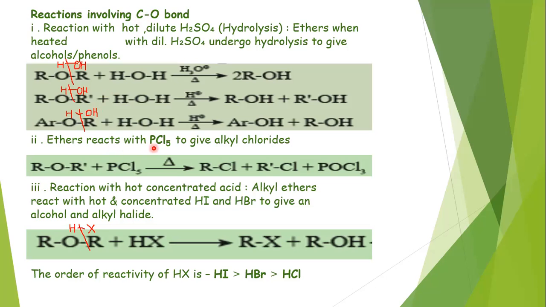Now, ethers react with PCl5, the second reaction. It gives alkyl chlorides. Here, ROR dash, a mixed ether, plus PCl5 on heating gives a mixture of both different alkyl chlorides, RCl plus R dash Cl, plus POCl3, phosphoryl chloride.